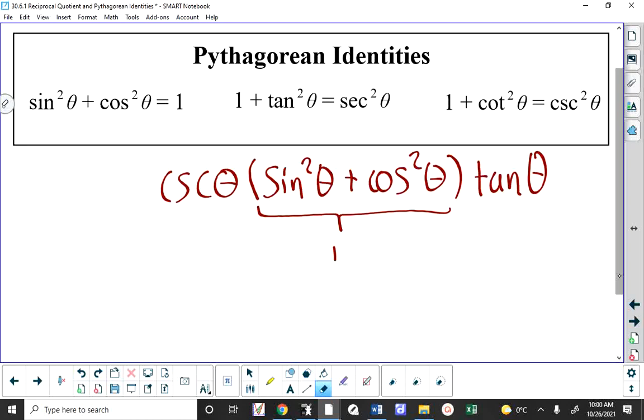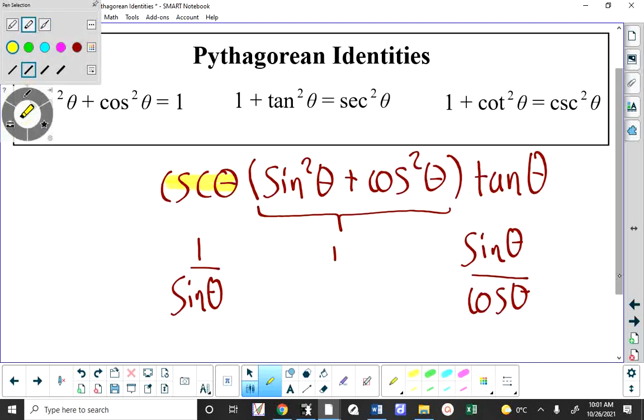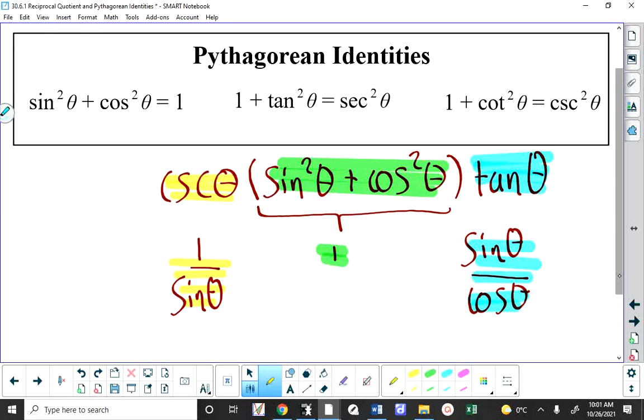Tangent of theta is sine of theta over cosine of theta, isn't it? Cosecant of theta is 1 over sine of theta. None of the three things that I did, changing cosecant to 1 over sine, this to 1, and tangent to sine over cos, are really conceptually difficult to understand. Look at what happens, though.